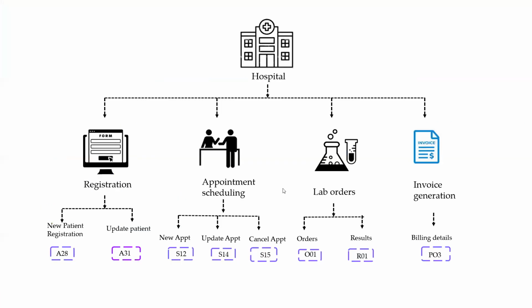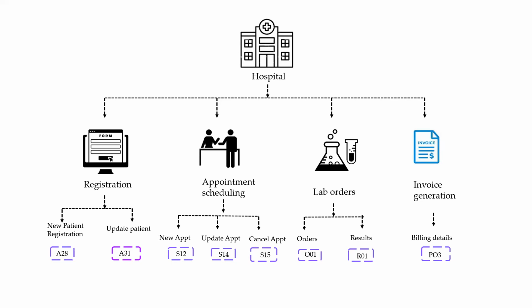All right. As you can see here, A28 represents new patient registration. A31 represents update of existing patient information. Let's say a patient walks in and says, I want to update my phone number or email address and so on. That's called update patient information.